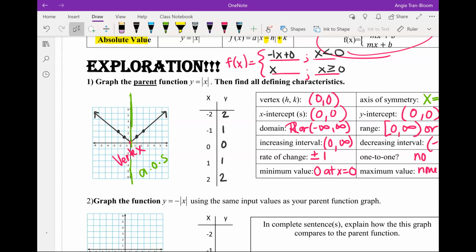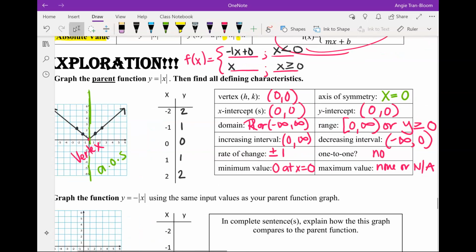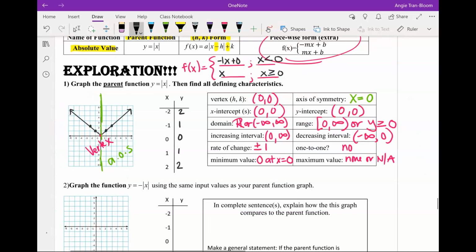Yes? For the increasing and decreasing, how come 0 is not included in increasing? Good question too. Actually, 0 is not inclusive in algebra. When you get to higher math, some books will include it, but for our case, we won't include it. And here's the reason.